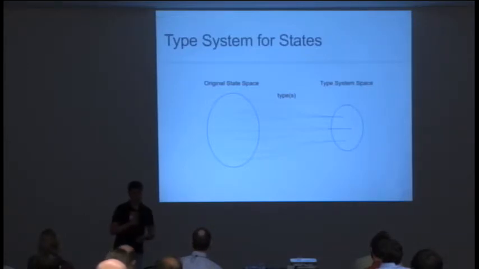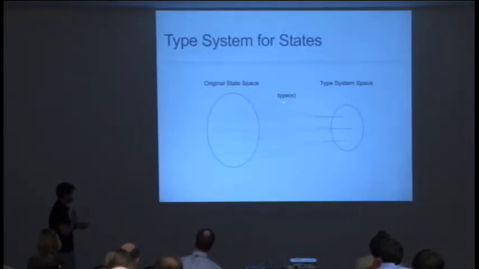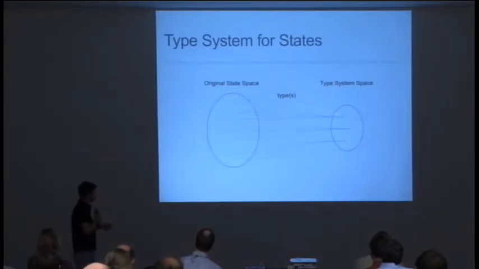We define a type system as a function that's going to get a state in the original state space. You can see here the original state space. This is much larger than what we call the type system space. And the type system is actually going to be a function that gets one state over here and maps it to a type in the type system space. And what the type system is doing is just making a partition of the state space. It's just breaking the states into types.